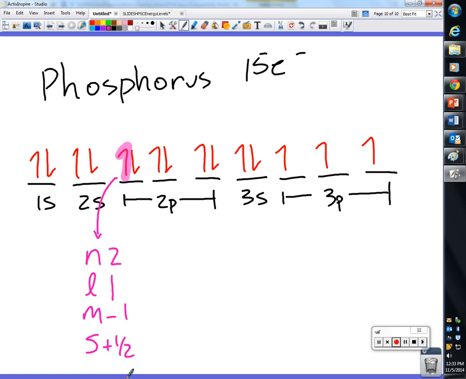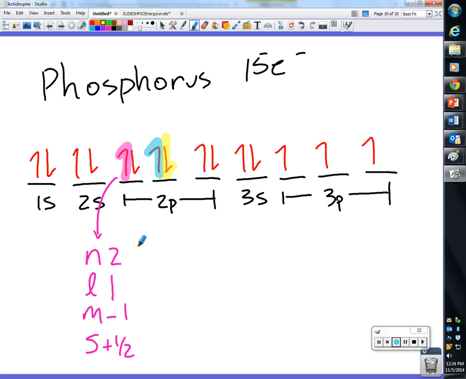All right, ready for the next one? Okay? All right, write me quantum numbers for those two, the one that I highlighted in blue and the one that I highlighted in yellow. Go.